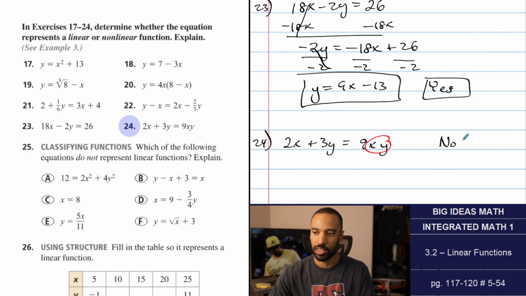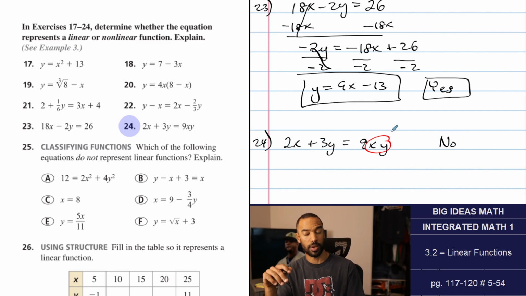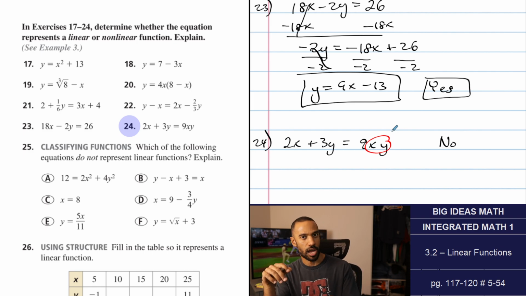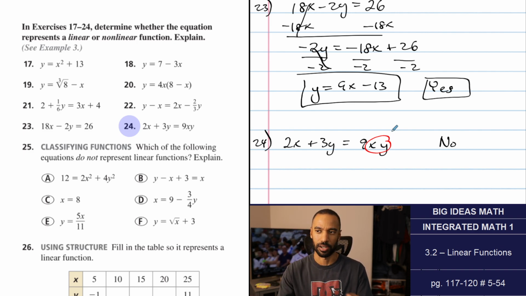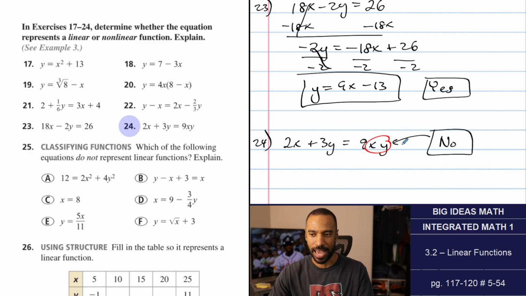You can try and get it in the form, but ultimately when you subtract 2x and divide both sides by 3, there's going to be a y on the other side of the equation that cannot join with the other y without having an x in the denominator of your equation. This is some form of a rational function or something of that sort. This is not a linear function because of that thing right there.